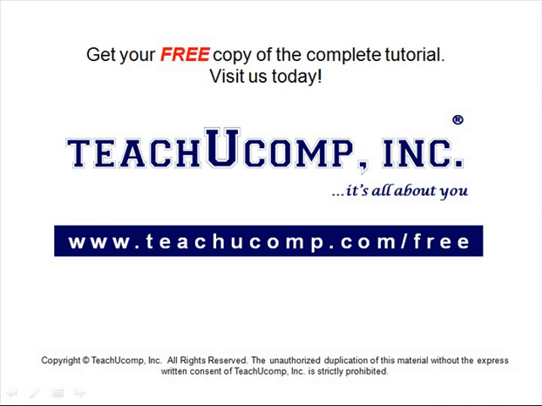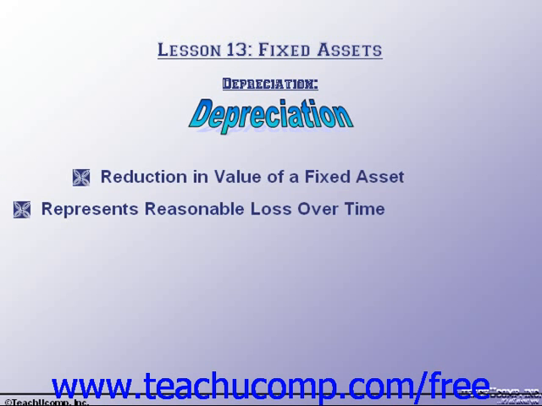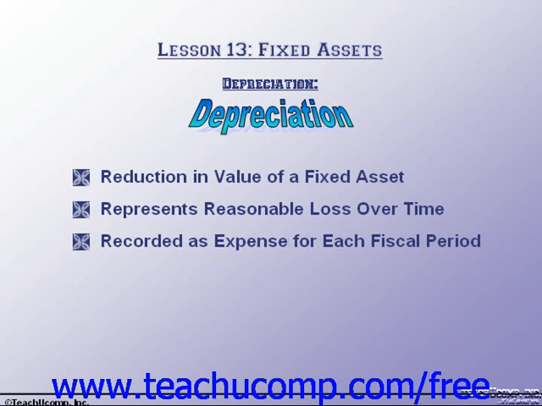Depreciation is the reduction of value of a fixed asset. It represents a reasonable loss of value caused by exhaustion, wear and tear, and the passage of time. Depreciation decreases the value of the company's fixed assets. It is then recorded as an expense for each fiscal period. This is the method by which the cost of the fixed asset is expensed over time.